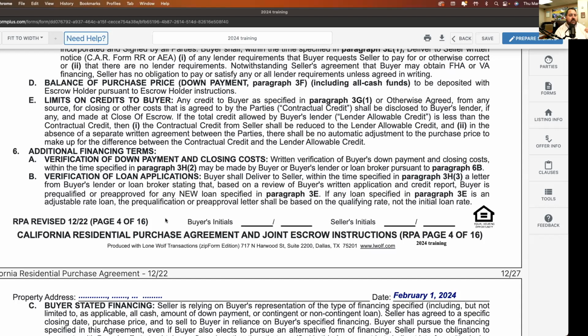Additional financing terms. This is just about verification of down payment. Written verification of buyer's down payment and closing costs within the time specified in 3H2 may be made by buyer or buyer's lender or loan broker, pursuant to paragraph 6B. And here's 6B. Verification of loan applications. Buyer shall deliver to seller within the time specified in paragraph 3H a letter from buyer's lender or broker stating that, based on a review of buyer's written application and credit report, buyer's pre-qualified or pre-approved for any new loan specified in 3E. If any loan specified in paragraph 3E is an adjustable rate loan, the pre-qualification or pre-approval letter shall be based on the qualifying rate, not the initial loan rate.